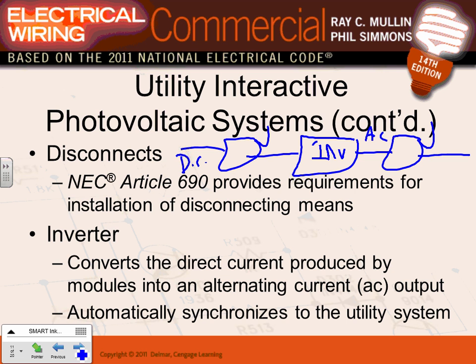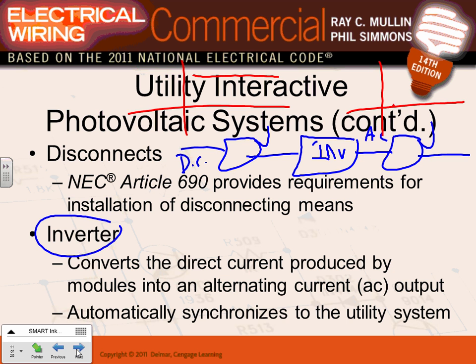Inverter, what does an inverter do for a living? It takes the DC and inverts it. So I have a voltage that looks like this, and I invert it back into a voltage that looks like this. That's what the inverter does. Invert DC into AC.